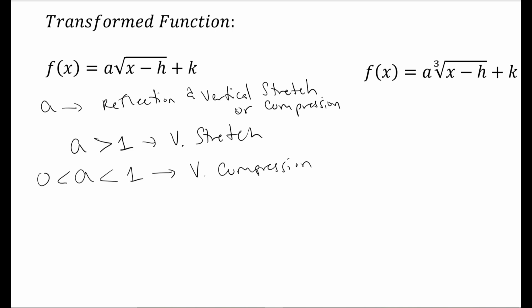And we're going to go ahead and say that this is the absolute value of A. Okay, so basically we'll say that when A is positive and it's between 0 and 1, then we call that a vertical compression. Now, if A is negative, so if A is less than 0, which means it's negative, then we have a reflection about the x-axis.